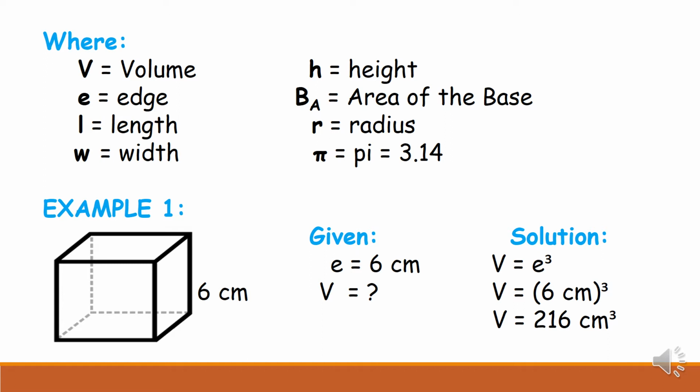Example number 1. We have a given cube. One edge of the cube measures 6 centimeters. So we have here our given: E, or the edge, is equal to 6 centimeters. V, or volume, is unknown. Solution: volume is equal to e cubed. Substitute the value of the edge, which is 6 centimeters, so 6 centimeters quantity cubed. So volume is equal to 216 centimeters cubed.